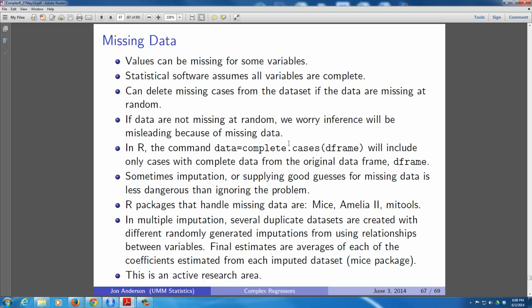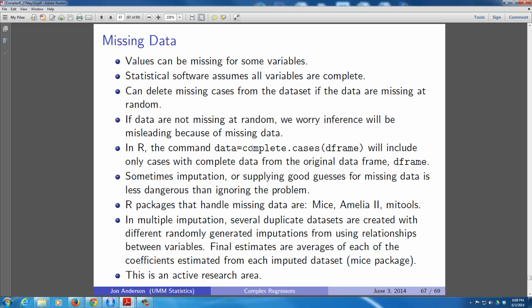One thing you can do is delete all the observations that have any missing data. That's fine if the data are really missing as a random process. But a lot of times the observations are missing probably because the attributes of the variables might contribute to their missingness. If they're missing and we just throw things away in an arbitrary fashion, we might get misleading inference.